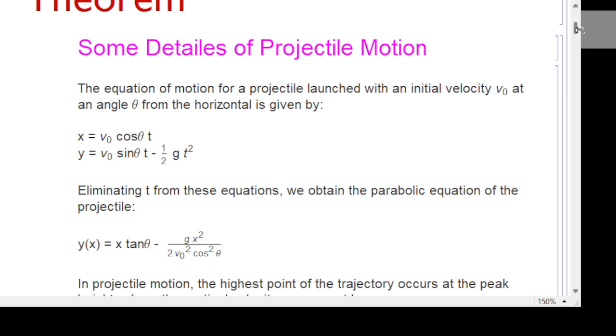Okay, so the equation of motion for a projectile launched with an initial velocity v naught at an angle theta from the horizontal is given by x equal to v naught cos theta into t, and y is equal to v naught sin theta into t minus 1 by 2 g t square. So when we eliminate t from the equation, we obtain the parabolic form of this equation. So this is a well-known equation.